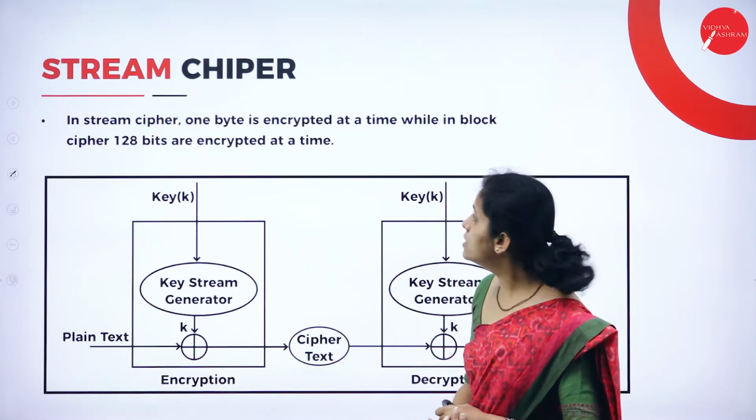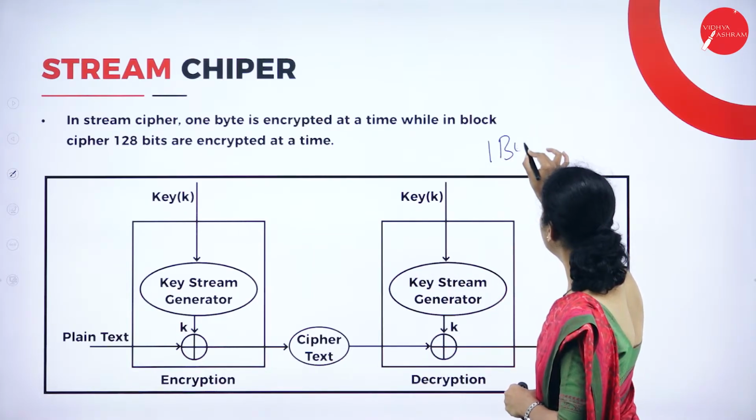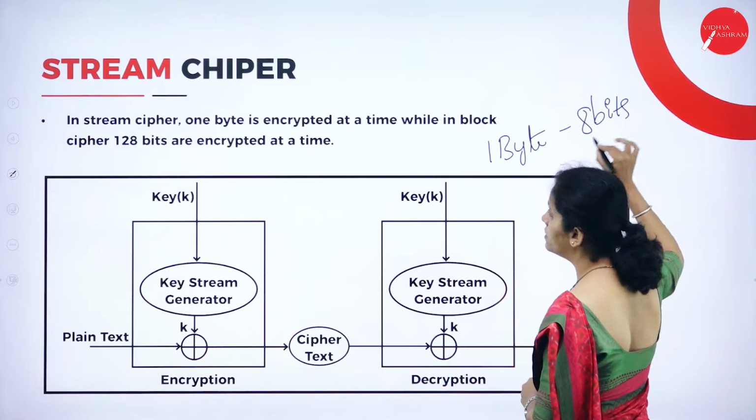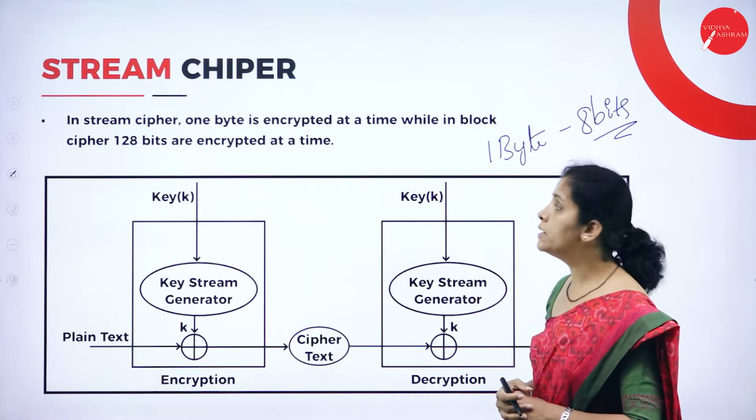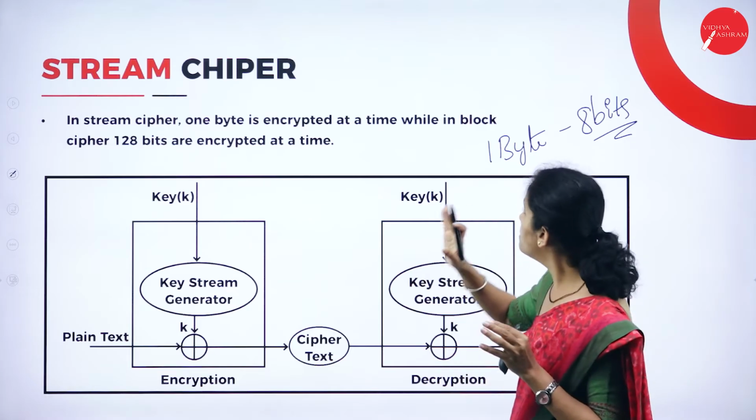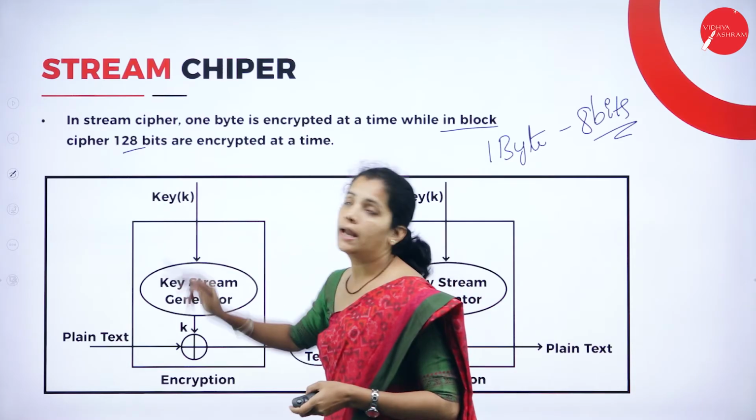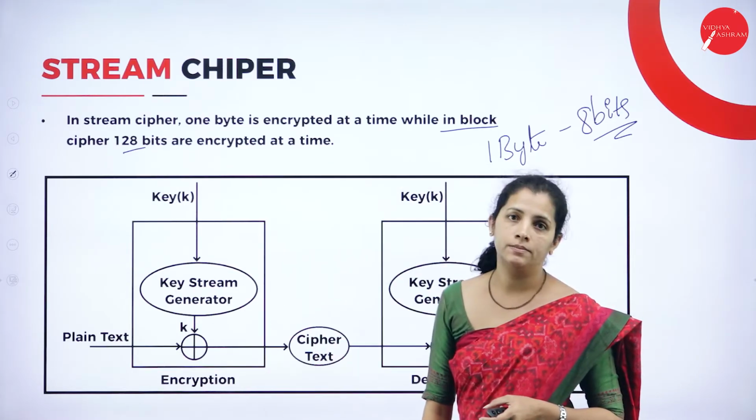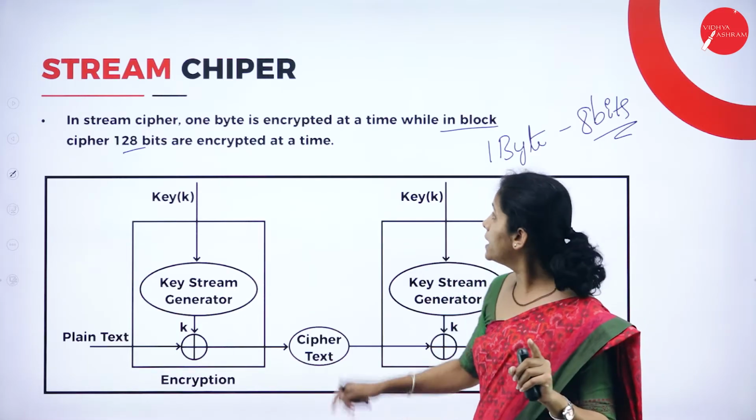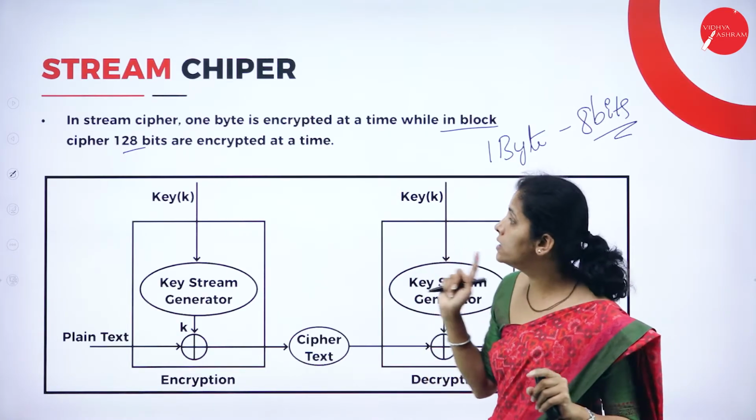Now, this is the example diagram for stream cipher. So in stream cipher, 1 byte. So what is 1 byte? 1 byte is nothing but 8 bits. In stream cipher, we can encrypt only 1 byte at a time, while in block cipher, we can encrypt 128 bits. But in stream cipher, we can encrypt only 1 byte at a time.